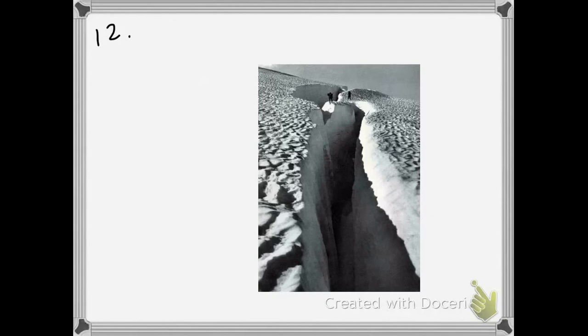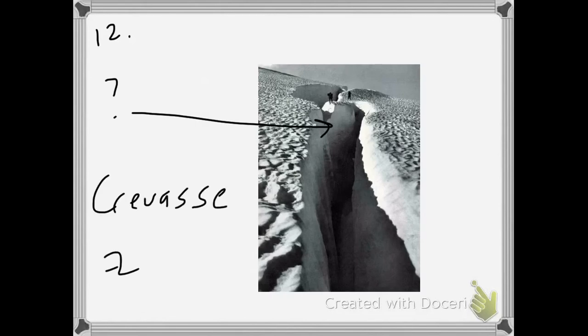Question number 12, a picture for your consideration. I want to know the name of that big crack. That is indeed a crevasse. And where is that crevasse found? What zone? Okay, this is a brittle zone at the top of the glacier.